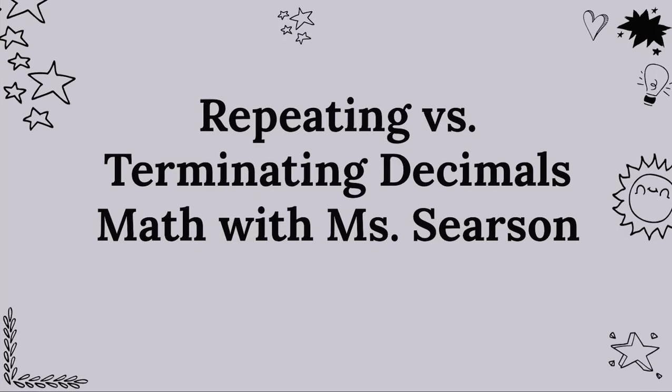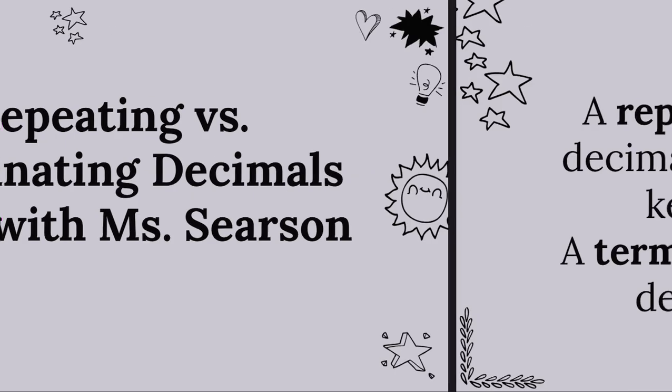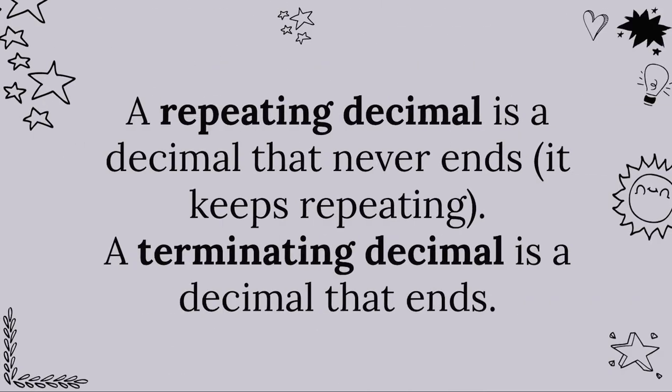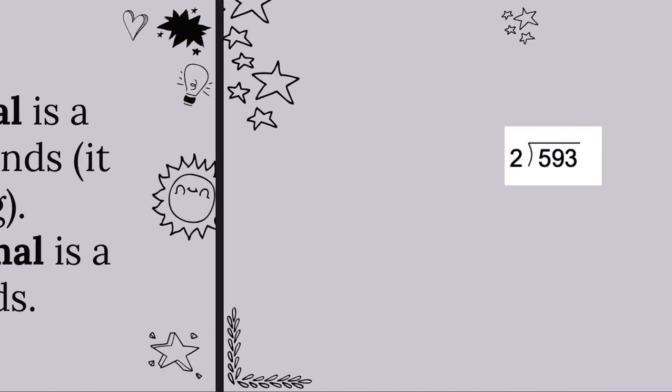Hello all, so today we're going to be talking about repeating versus terminating decimals. A repeating decimal is a decimal that never ends, it keeps repeating. A terminating decimal is a decimal that ends. To terminate means to end.